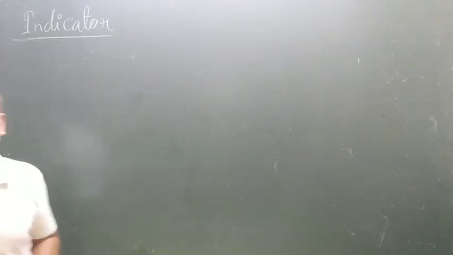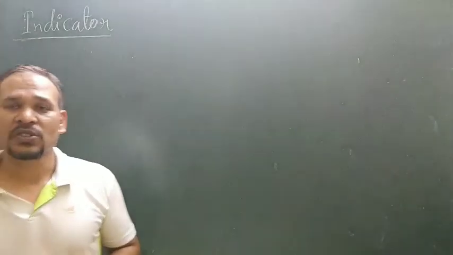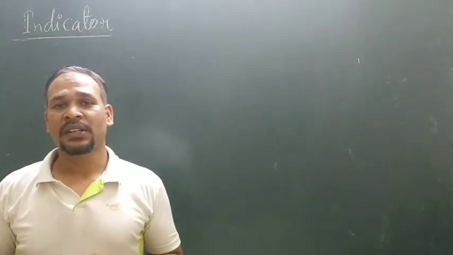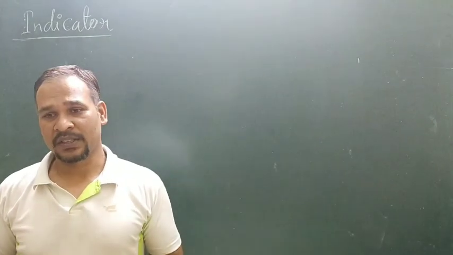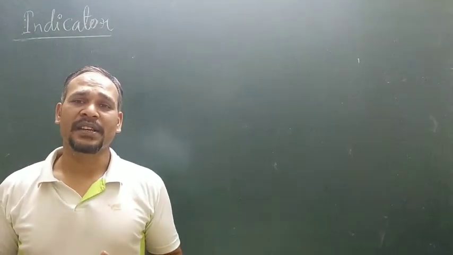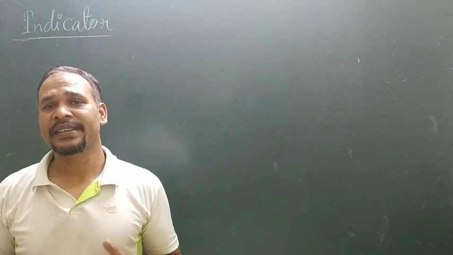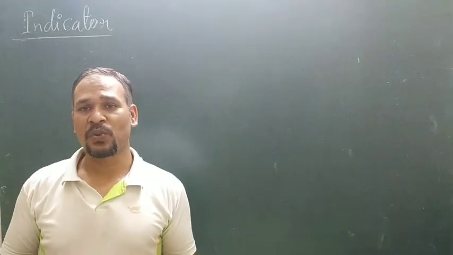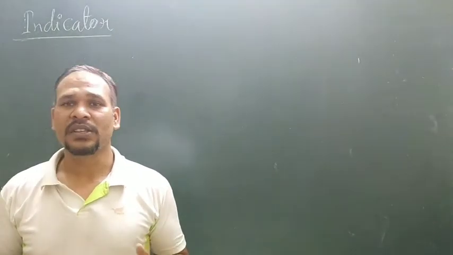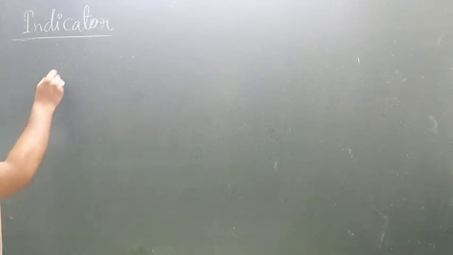Your next part is indicators. Indicators are substances which change their color with acid and base. Either they change their color or they change their smell, right? So on the basis of this, there are three types. The first one which we are going to study is natural indicator.